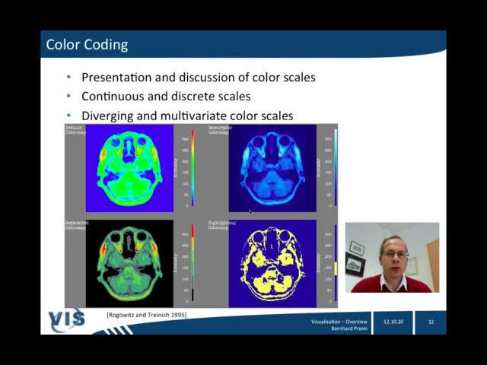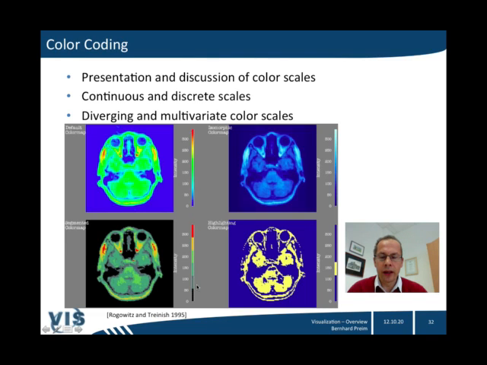Then we want to discuss basic techniques like color coding, and I thought this quite old image actually shows why this topic is important. We see the same data displayed 4 times with different color scales. This color scale here is continuous. Every different value here gets a slightly different color.